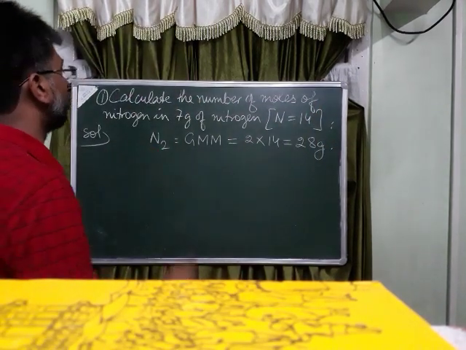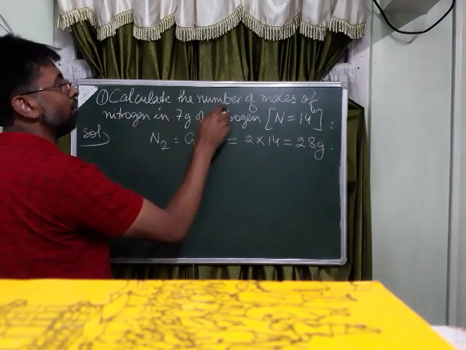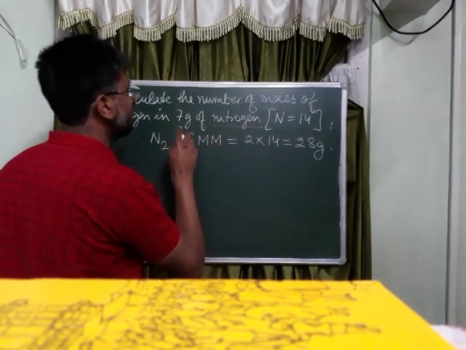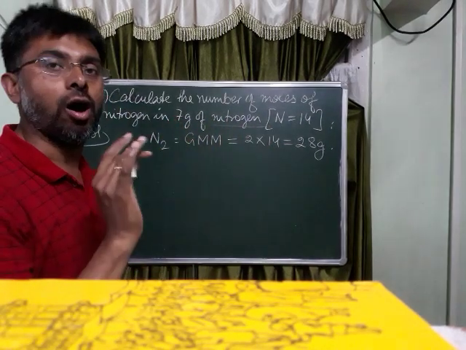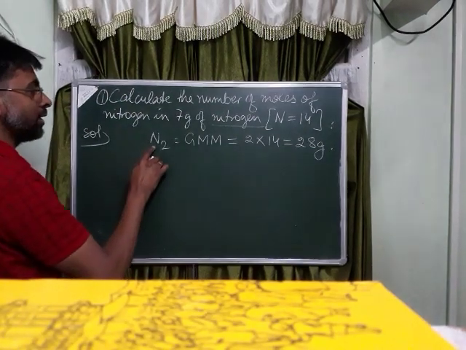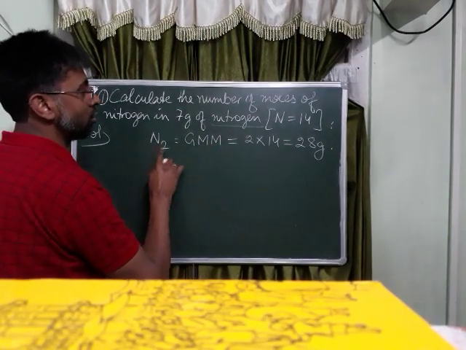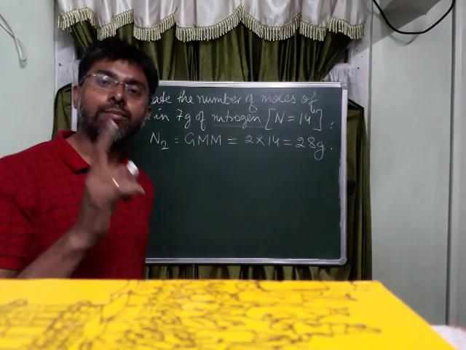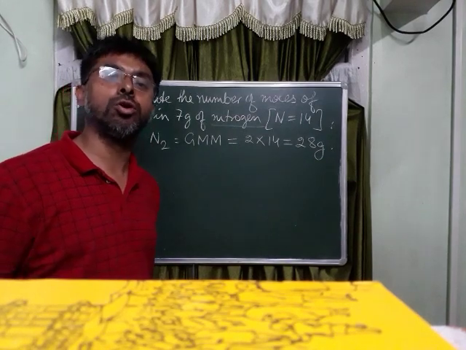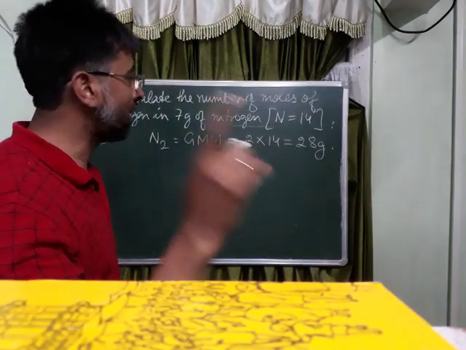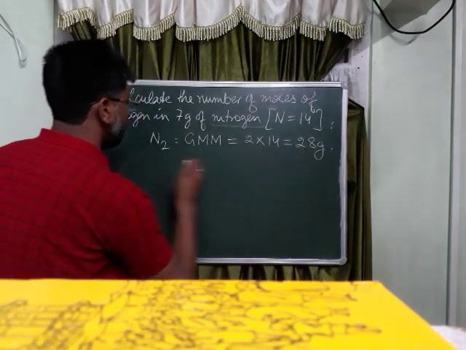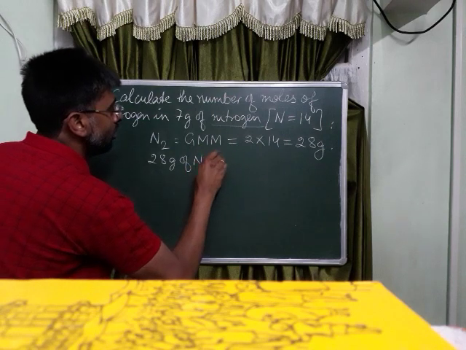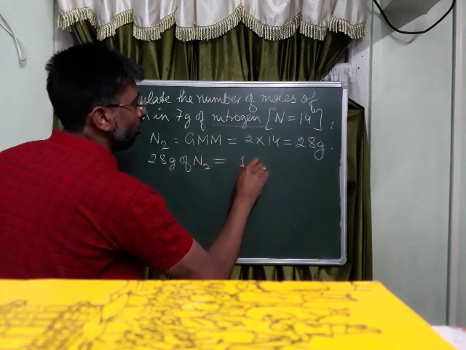Now, the question says calculate the number of moles of nitrogen in 7 gram of nitrogen. That means 7 gram of nitrogen is how many moles? Now, we have seen the gram molecular mass of nitrogen is 28 gram. And I have told you in my earlier videos that the gram molecular mass of any substance is equal to 1 mole. So, based on that concept, I can write a sentence over here. 28 grams of nitrogen is equal to 1 mole.